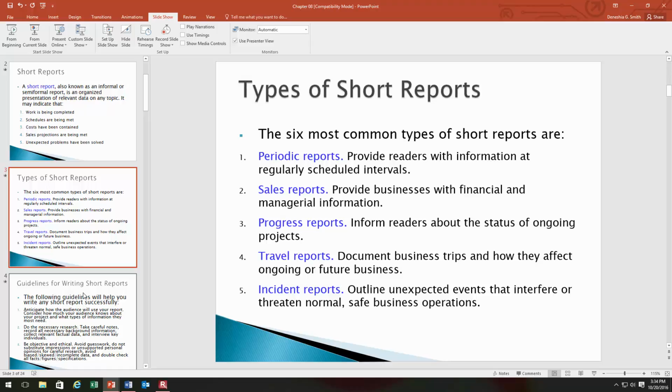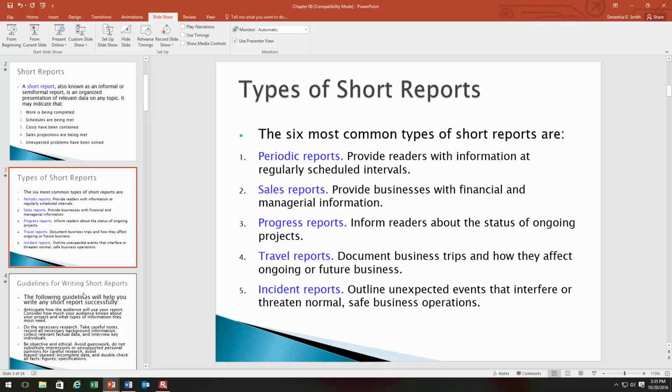A sales report is probably the most common type of short report, and it provides businesses with financial and managerial information. How the sales numbers are looking, the projections, things like that can be included in a sales report. Then we have progress reports. Whereas periodic reports are regularly scheduled, progress reports may only happen once or twice in the life of a project, but they inform readers about the status of ongoing projects.